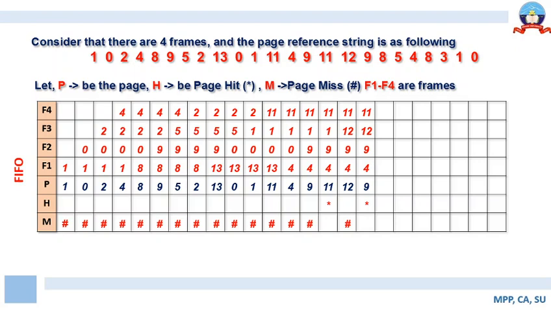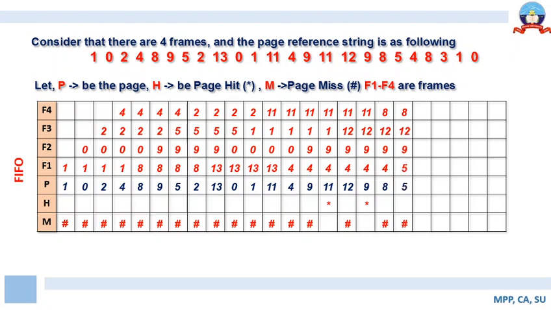Now after the reference to page number 9, there is a reference to page number 8. Page number 8 is not available in the main memory, so it has to replace the oldest page. Here the oldest page is page number 11, so page number 11 will be replaced with page number 8.